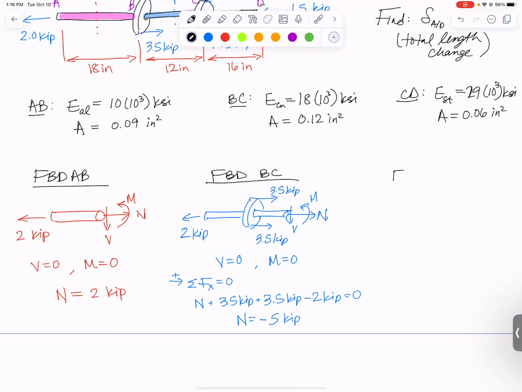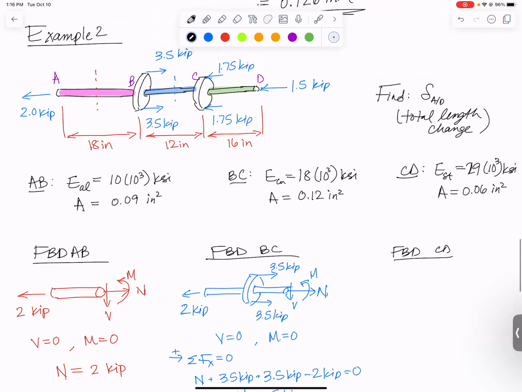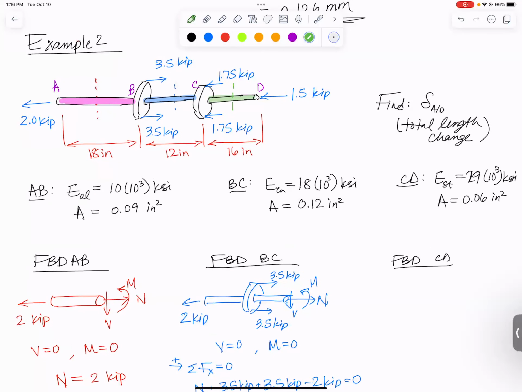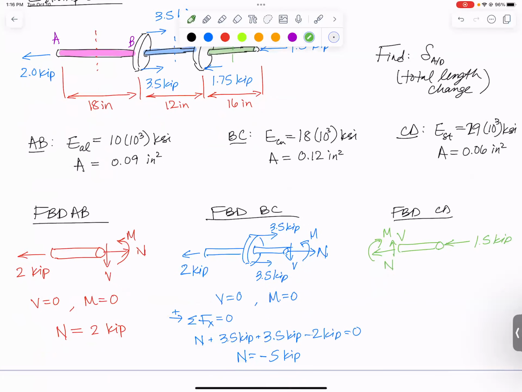Okay, then let's do the free body diagram of section CD. What I'm doing is taking the green section, cutting right through it, and keeping either everything to the right or everything to the left. It looks a little simpler if I just keep everything to the right. And I've got to the left a 1.5 kip load there. And then at my cut, I draw an unknown normal force, positive in tension. I draw my unknown bending moment and my unknown shear force. Summing forces in the y, shear force is 0. Summing moments at the cut, bending moment is 0. Summing forces in the x, you'll notice that my normal force points to the left and my 1.5 kips points to the left. So I will get that the normal force is negative 1.5 kips.